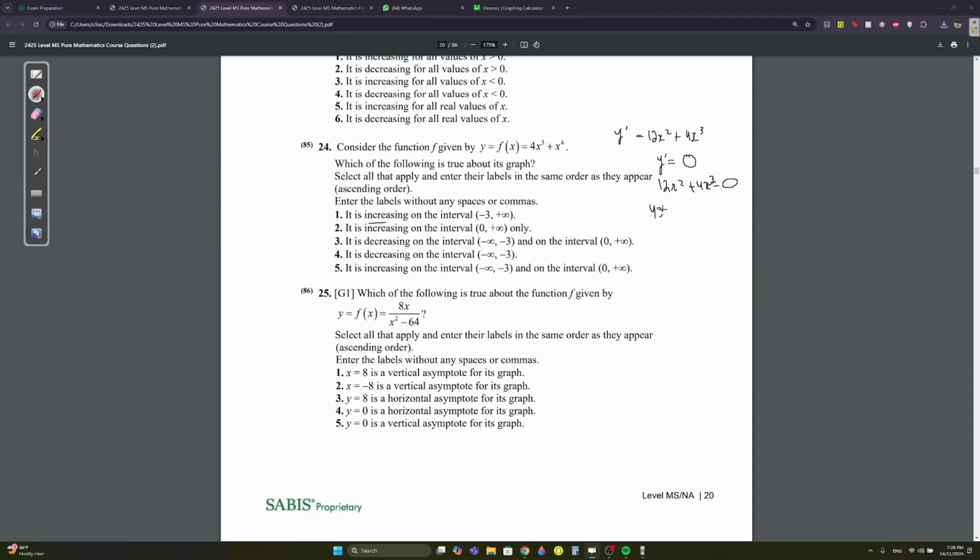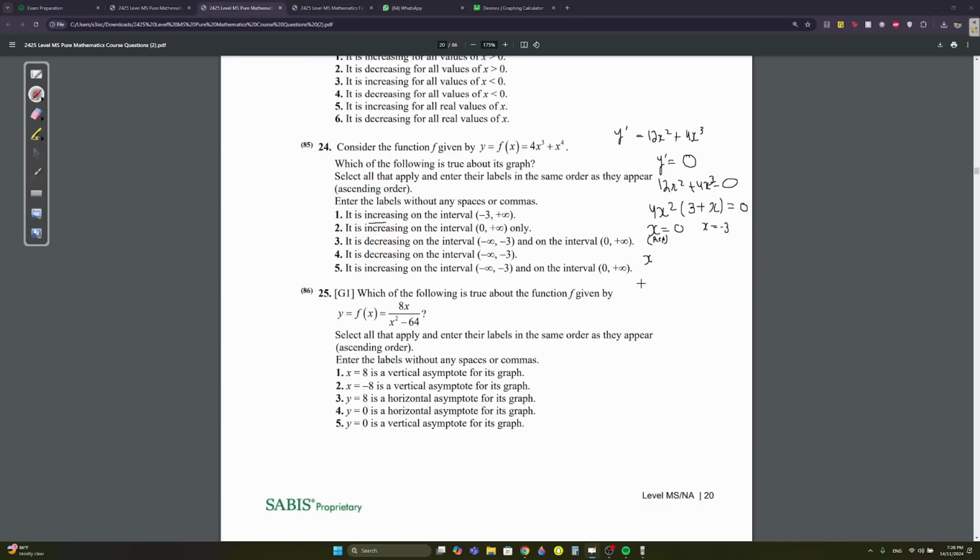Factor out 4x squared. You're going to get 1. 12 divided by 4 is 3. So 3 plus 4 divided by 4, x equals 0. So you get two solutions. You get x equals 0 as a repeated root. I'm going to put repeated beside it. And you're going to get x equals minus 3.